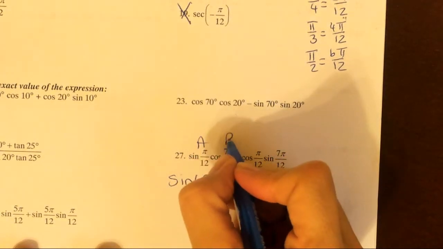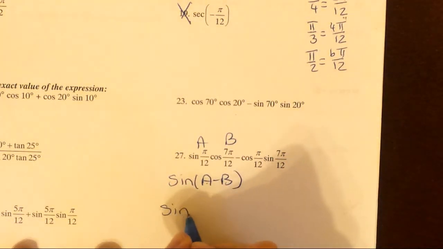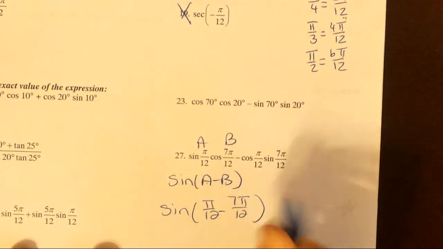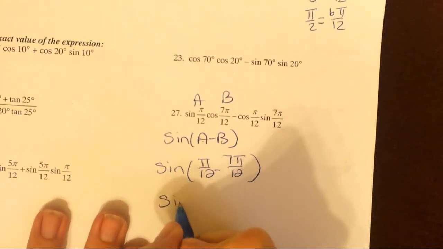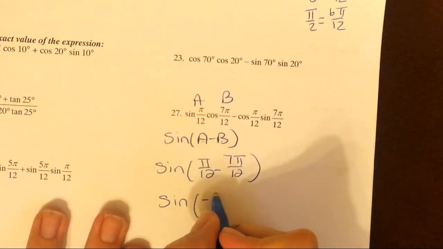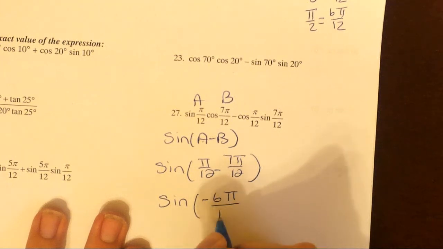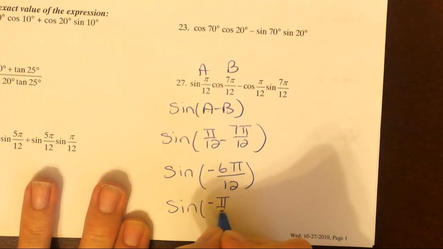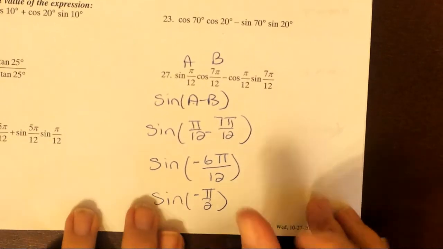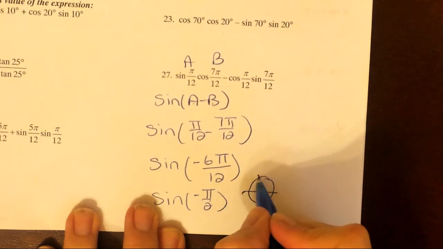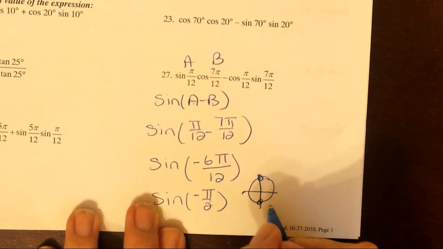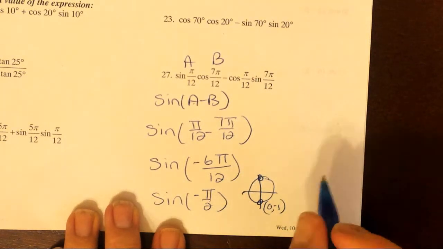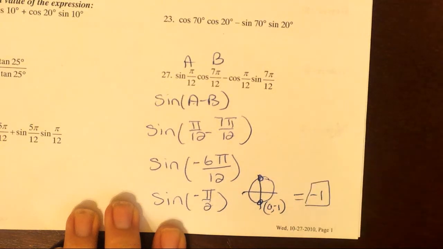This is the A, this is the B. So now I'm going to write sine pi over 12 minus 7 pi over 12. Now I'm going to subtract. Pi take away 7 is negative 6 pi over 12. That reduces to negative pi over 2. So I go to negative pi over 2 on my circle. Positive pi over 2 is up top, so negative pi over 2 is down here at the bottom. That ordered pair is (0, negative 1). They want sine, so my answer is negative 1.